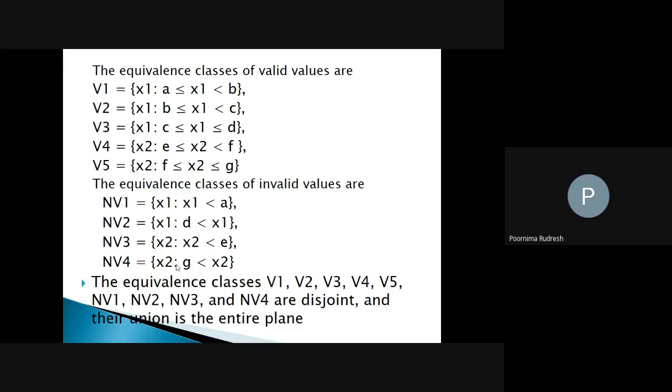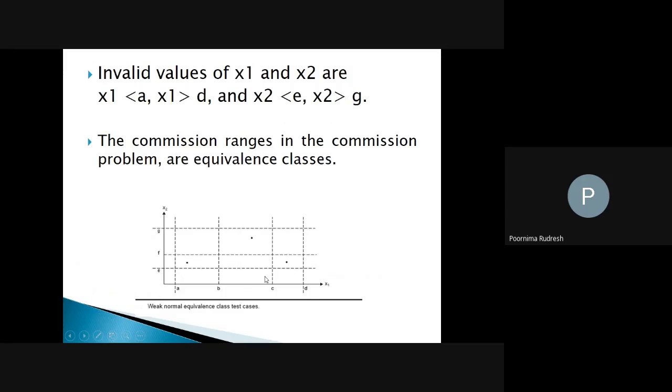If x1 is less than a, what happens here? x1 ranges from a to d: a to b, b to c, and c to d. Outside this range, outside d, x1 is treated as invalid. See here, the x1 value starts with a. Whatever values are less than a are treated as invalid, and whatever values are greater than d are treated as invalid for x1. Similarly, for x2, whatever values are less than e are treated as invalid, and whatever values are greater than g are treated as invalid values. So these are defined here.